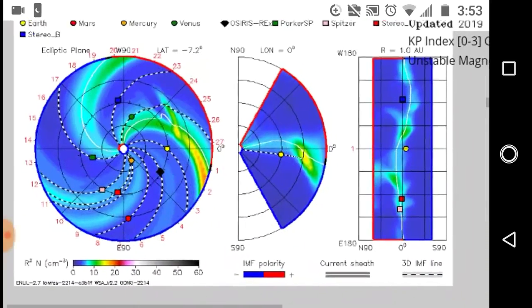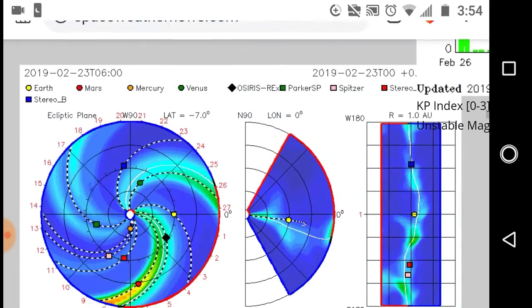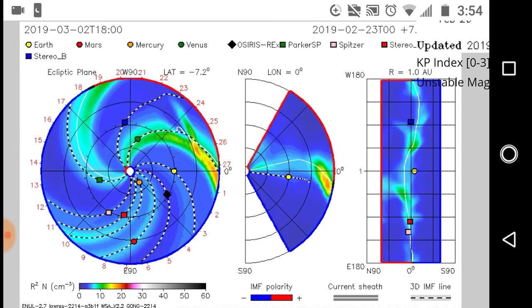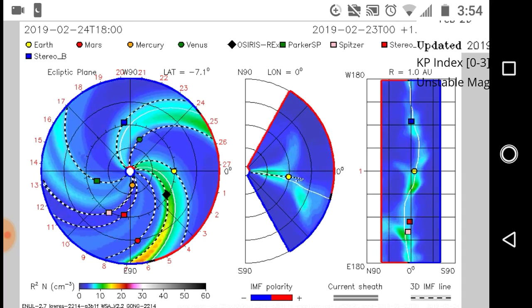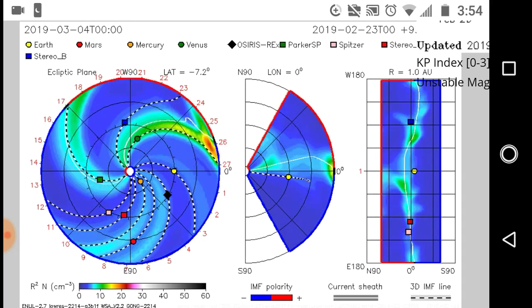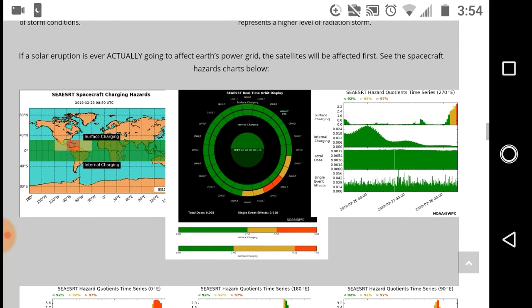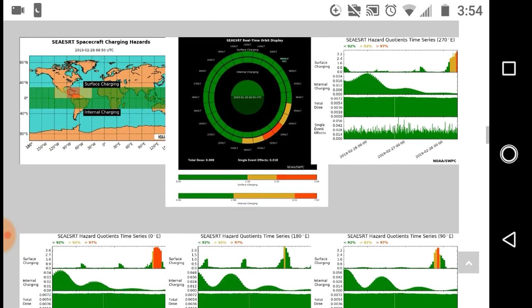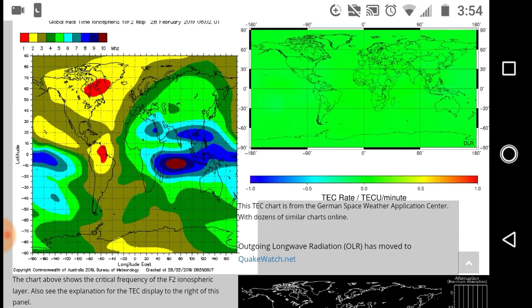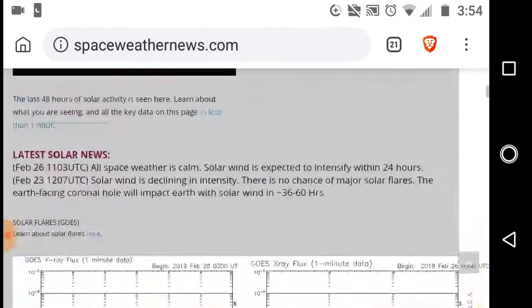Here's the Cygnets forecast. Move that so you can see the timestamp. And that's through March 4th. Electron flux is coming back up to a normal level here. We do see some surface charging hazards there around northern South America, Central America. F2 layer is looking fairly normal here. And the auroras are calming down a bit.